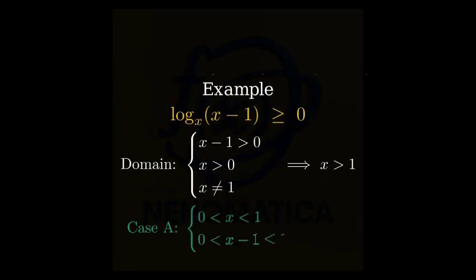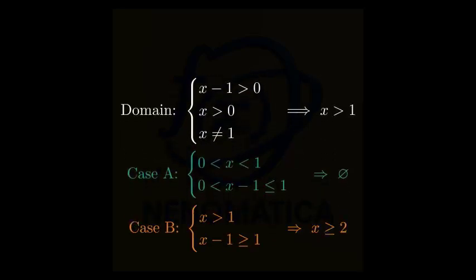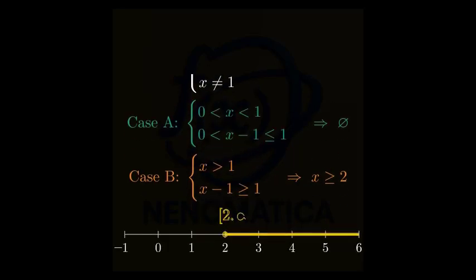Case A would require 0 less than x less than 1, and 0 less than x minus 1 less than or equal to 1. This contradicts x greater than 1, so case A gives no solutions. Case B is x greater than 1 and x minus 1 greater than or equal to 1, so x greater than or equal to 2. On a number line, the solution is all x greater than or equal to 2.